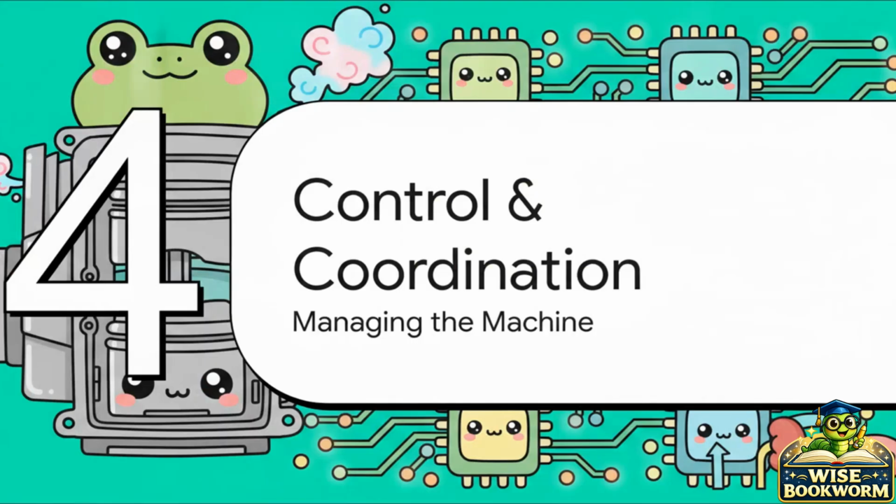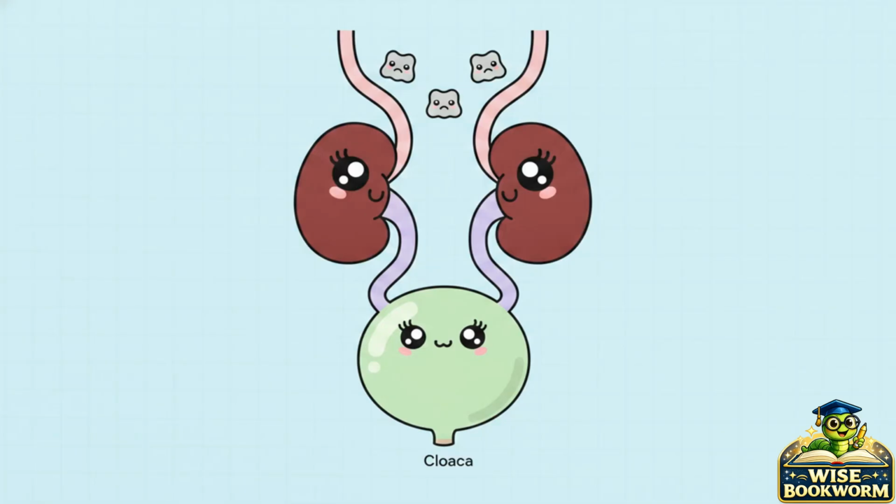Section 4. Control, coordination and waste. Managing the machine. Obviously, an engine as powerful as this one produces exhaust, so let's look at the filtration system. Frogs are what biologists call ureotelic animals, meaning they excrete urea. Basically, their blood carries nitrogenous waste into a pair of compact, dark red, bean-like kidneys.